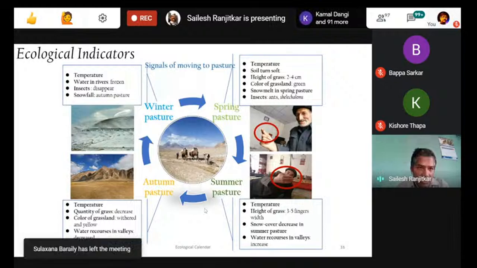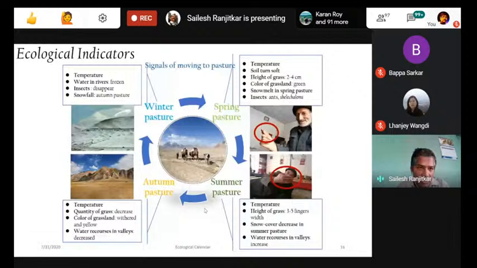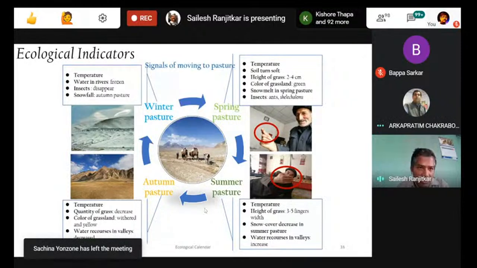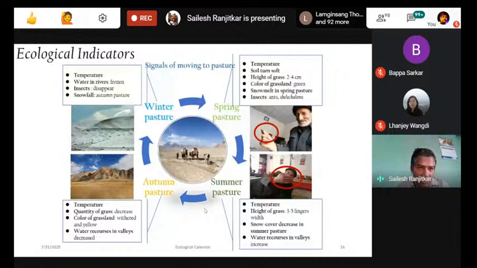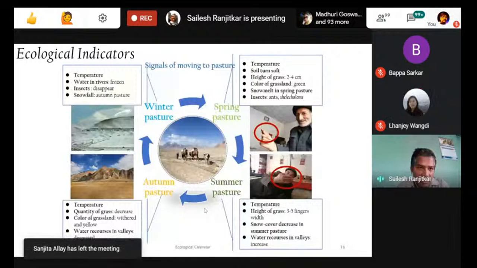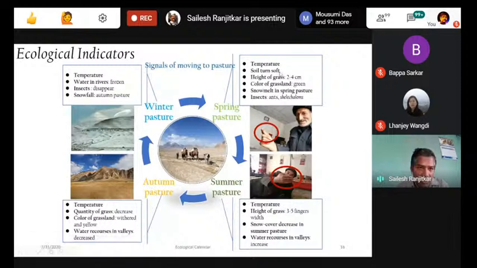In the Pamir region, they move from one pasture to another pasture. They are mostly seasonally migratory. They need to take their animals from pasture to pasture, depending on the availability of fodder resources. So for the spring pasture, you can see temperature is one important indicator. They perceive whether it is warm or cold, right? Similarly, soil condition: if the soil turns soft, it means it is time to move to the spring pasture.